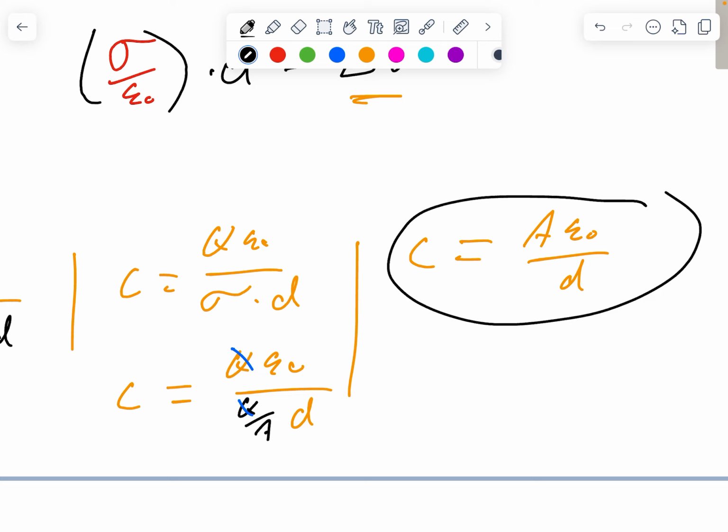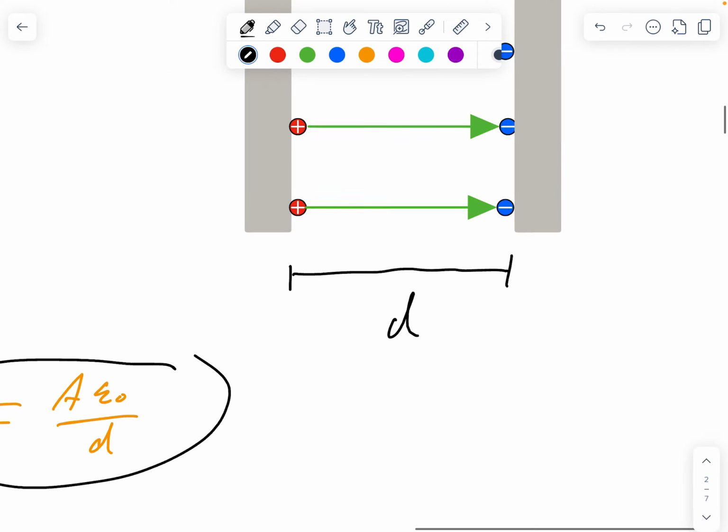And if we look at it, what does it depend upon? It depends upon the size of the plates, that's the A. It depends upon epsilon, which is just that permittivity constant, and it depends upon how far apart the plates are from one another. That's it. Those are all things that we can control if we were going to build this.